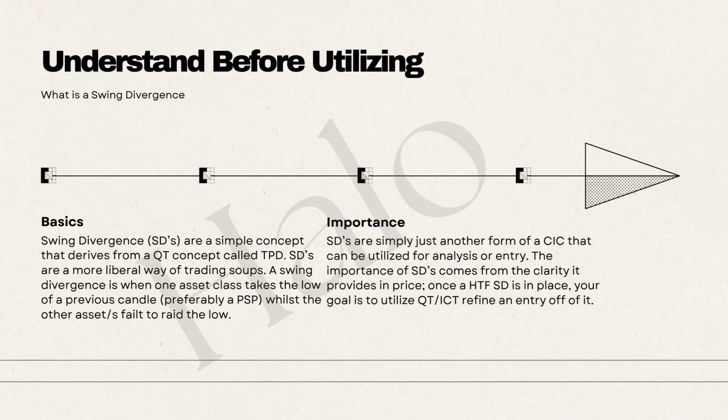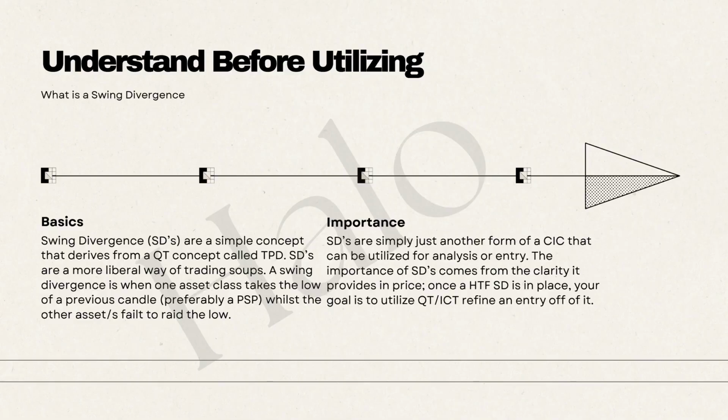Now, you don't have to use the quarterly theory alignments or the quarterly theory or ICT concepts to get an entry off of this. You can use your own little magic thing that you have. But to be honest with you, the best and the highest probability entries and setups are going to occur when you have a QT entry model off of it, right? So anything related to QT, it's best you stick to quarterly theory.